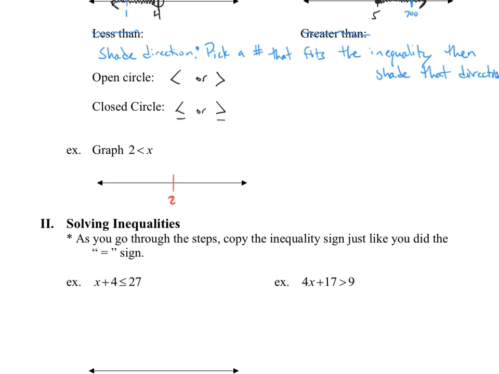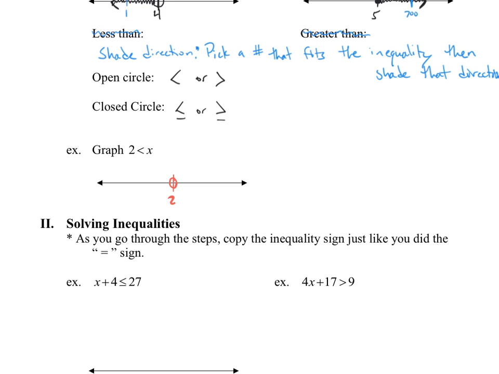Am I going to have an open circle or a closed circle? Open circle. Which way am I going to shade? Right. So Alex is to the right. What's a number that would work for that?